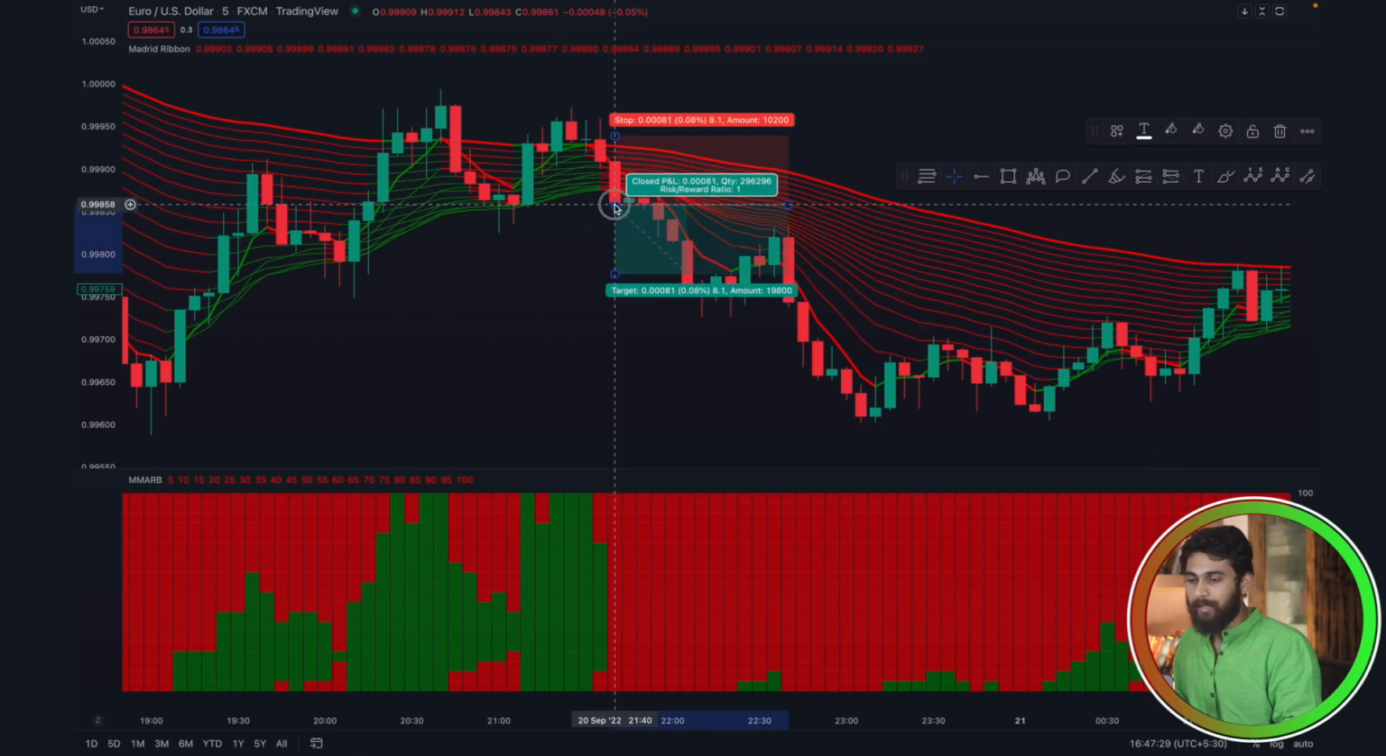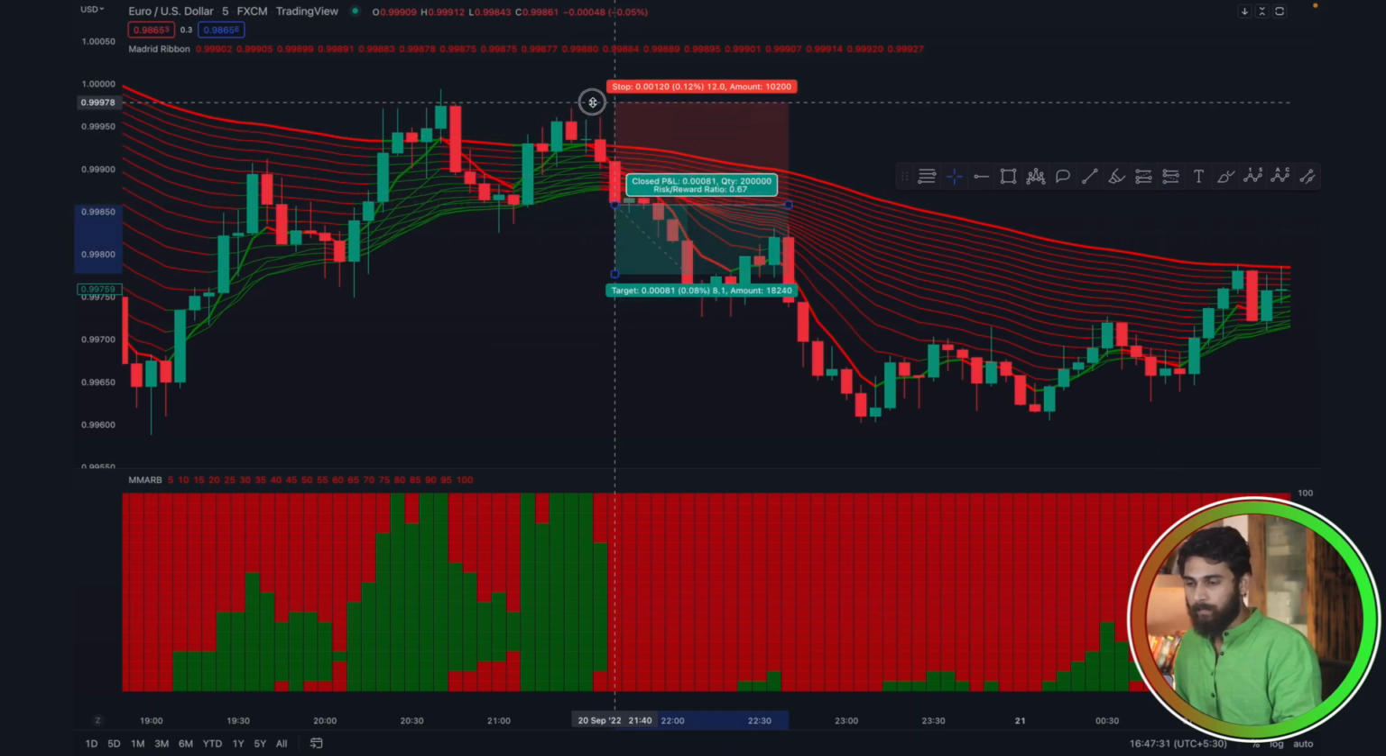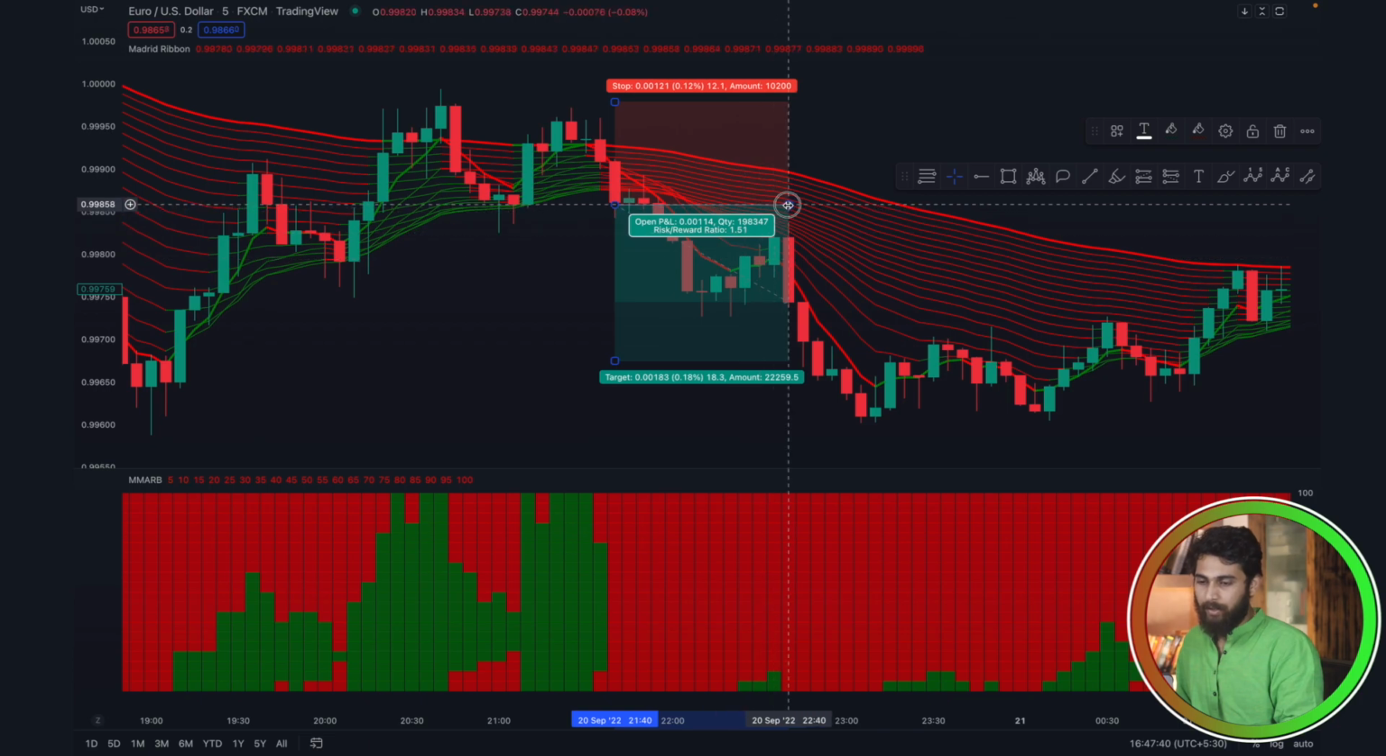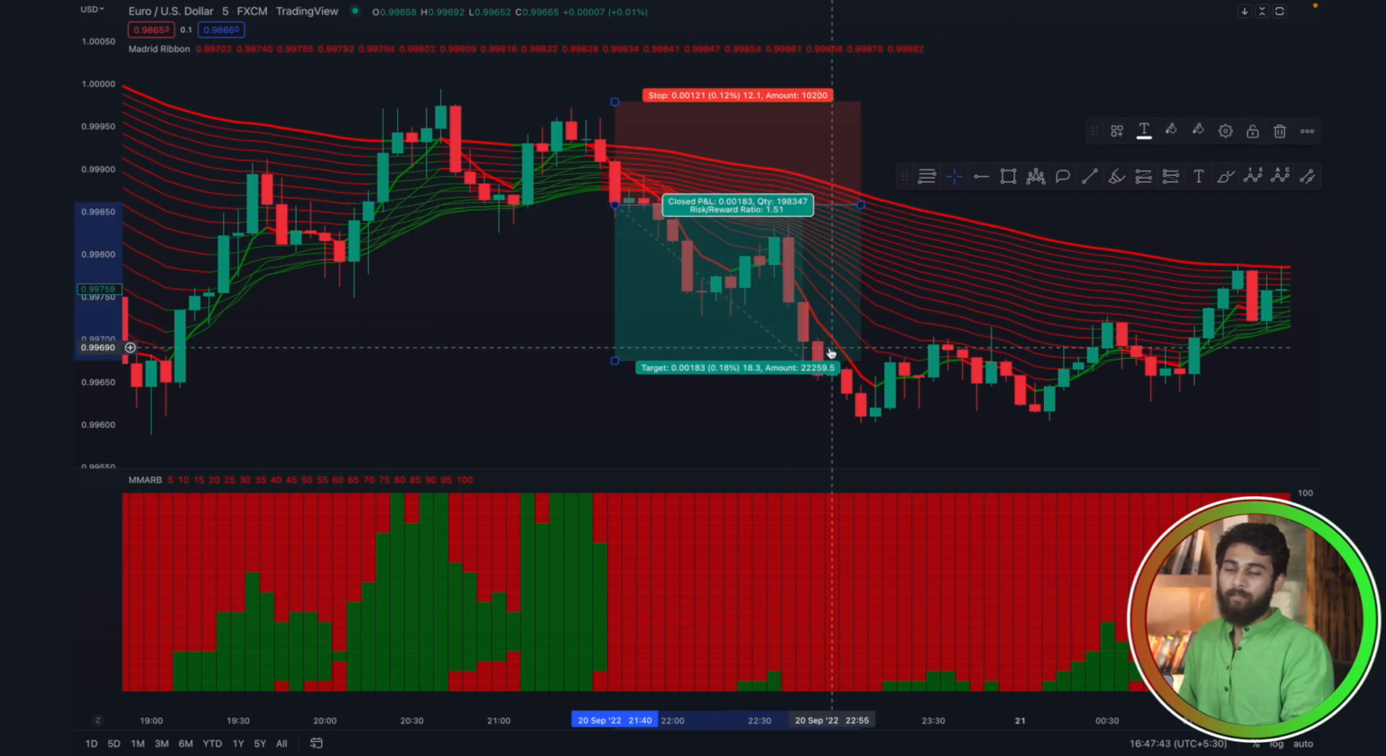So we will enter a sell trade here, keep the stop loss above the previous high, and our take profit will be 1.5 times the stop loss, which will be somewhere near here. And you can see how the price moved down and we got a nice trade.